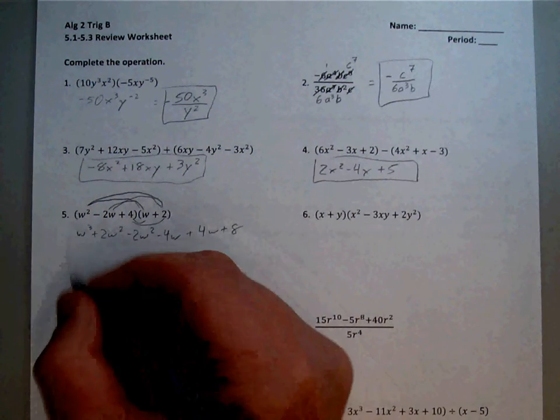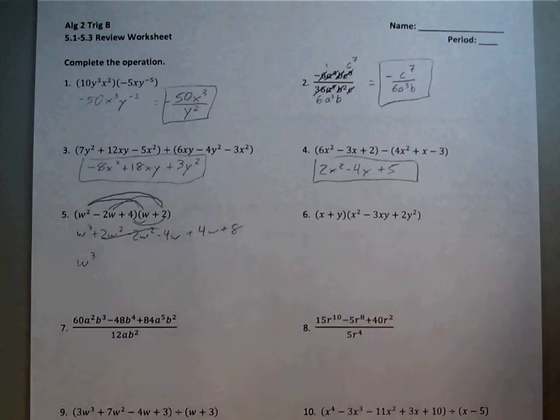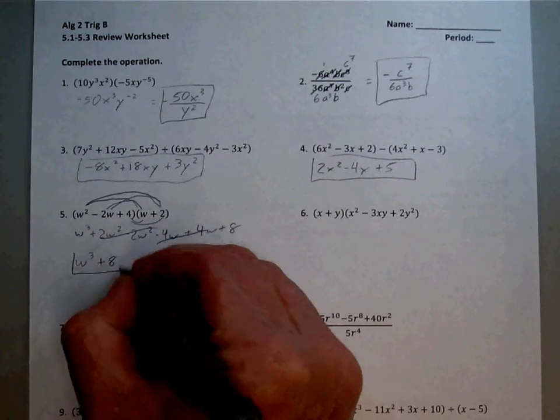Combine like terms. W cubed. 2w squared, negative 2w squared cancel. Negative 4w plus 4w, they cancel. You're left with 8. So w cubed plus 8.